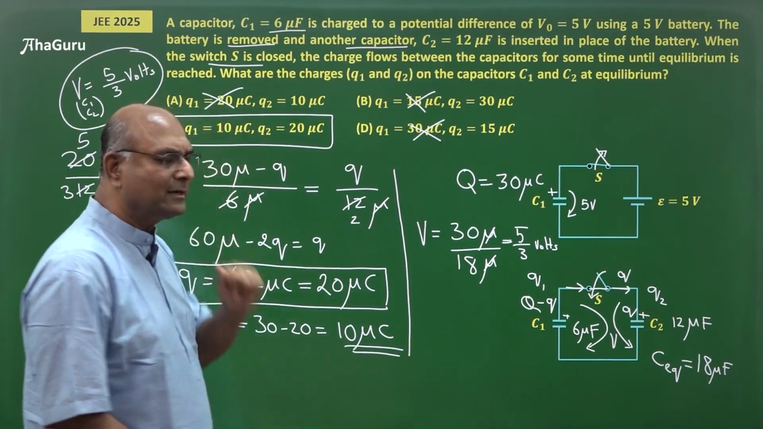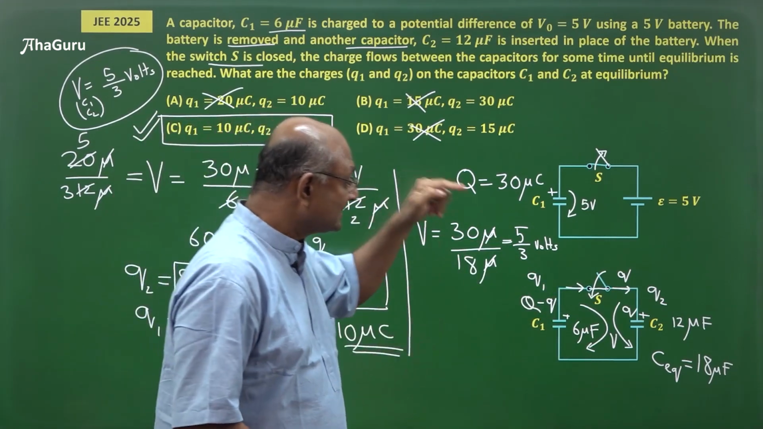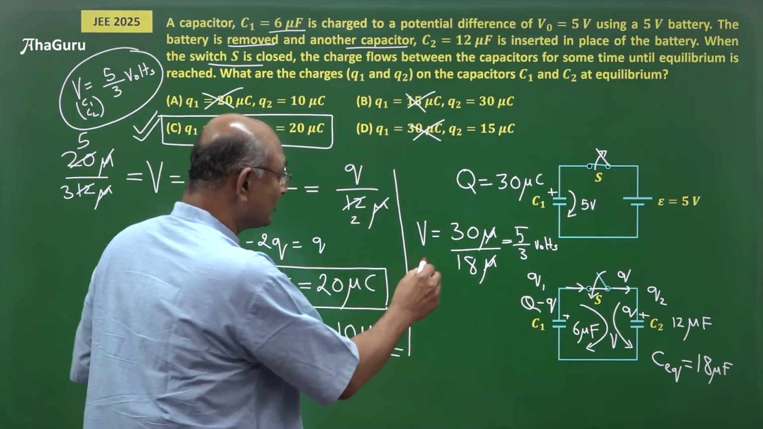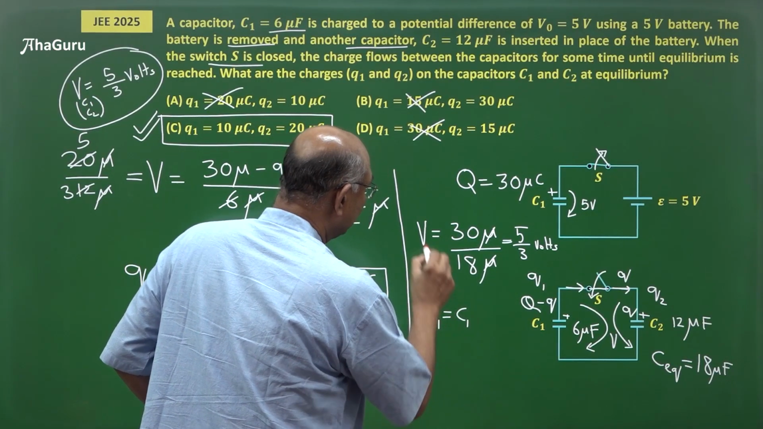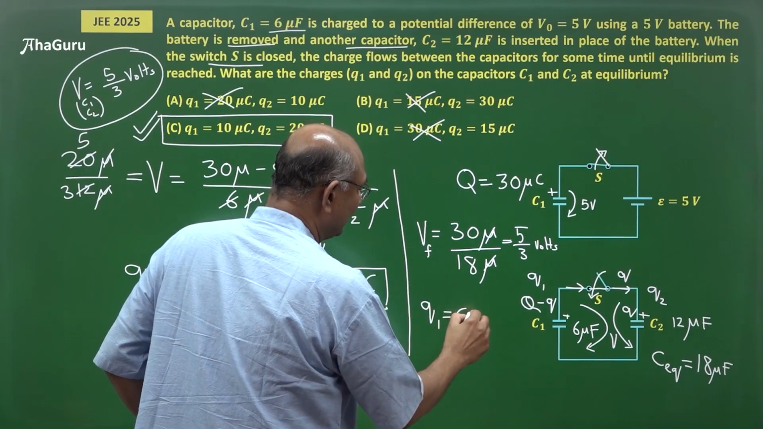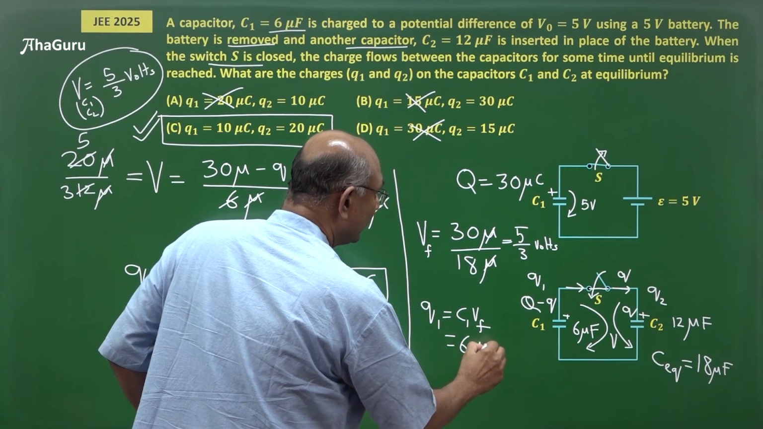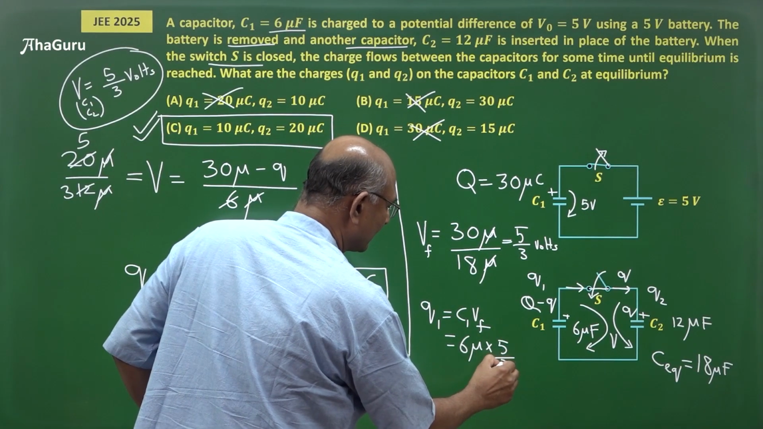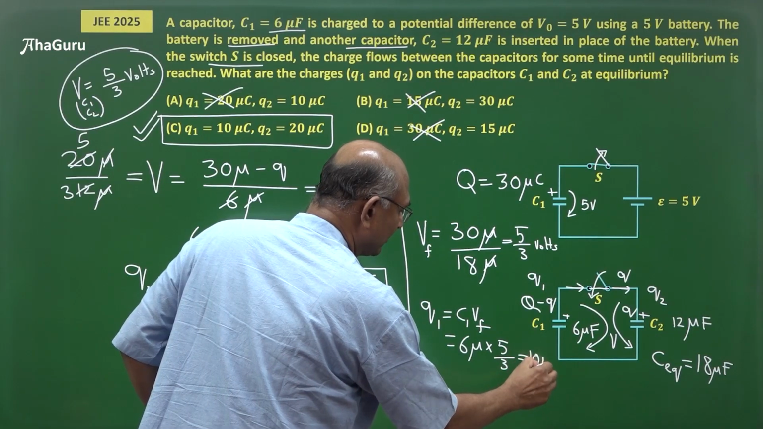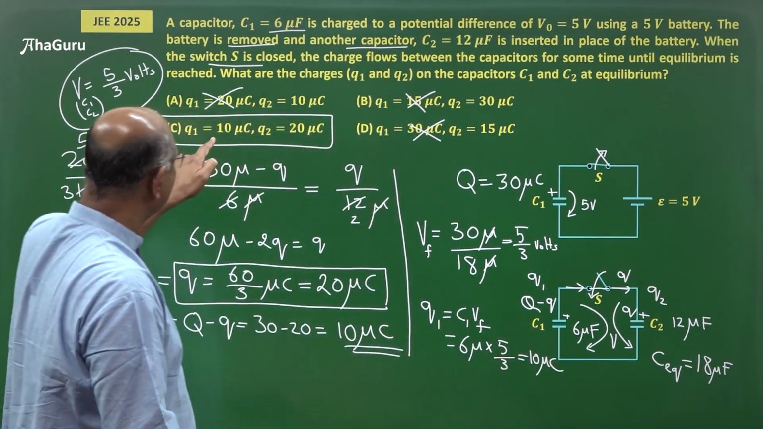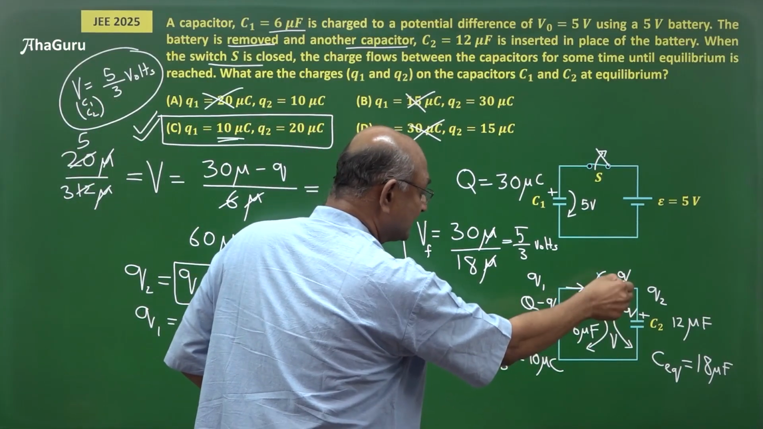But that is not the question. No problem. Once you know the final potential drop is 5 by 3 volts, C into V will give you the charge. So now you can say Q1 is C1 into V final. What is C1? 6 micro into 5 by 3 volts. 6 by 3 is 2, 2 into 5 is 10, 10 microcoulomb. Is that correct? Yeah, that's correct. Now, what about this charge, Q2?